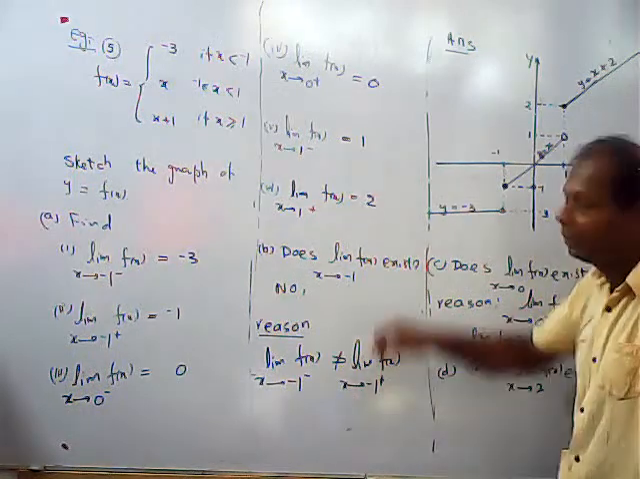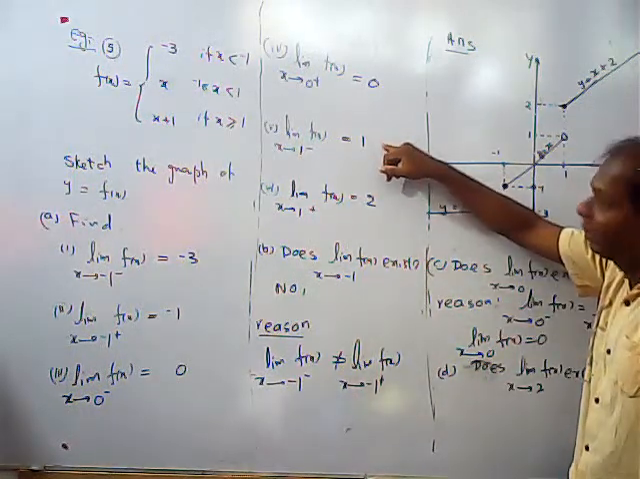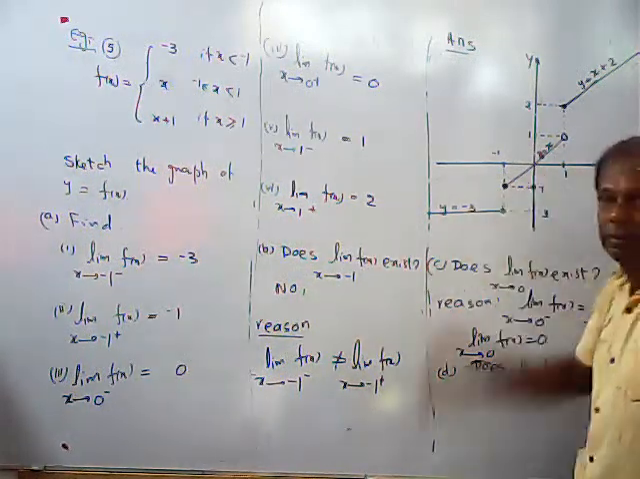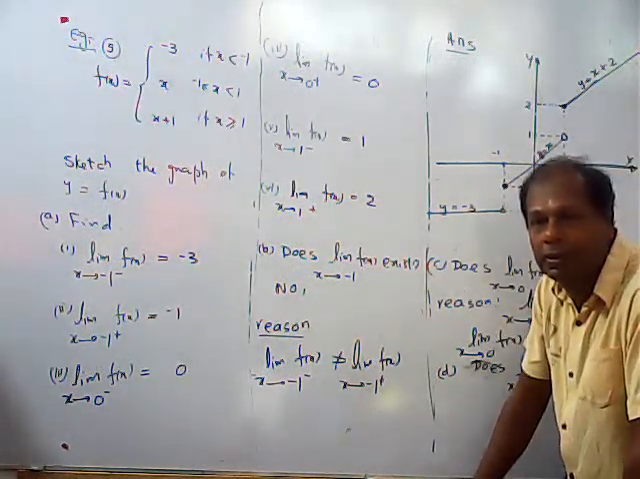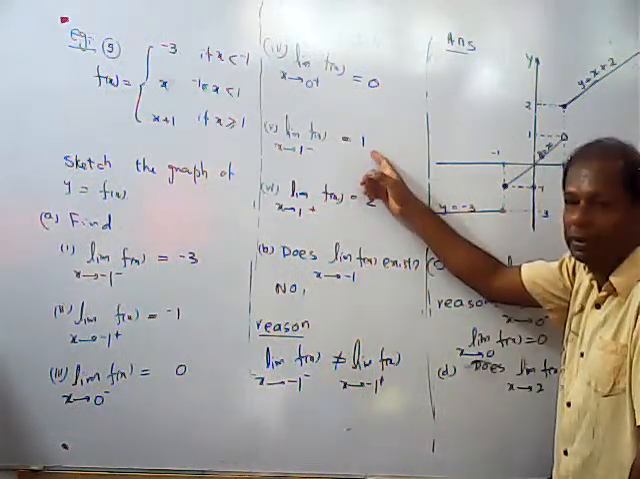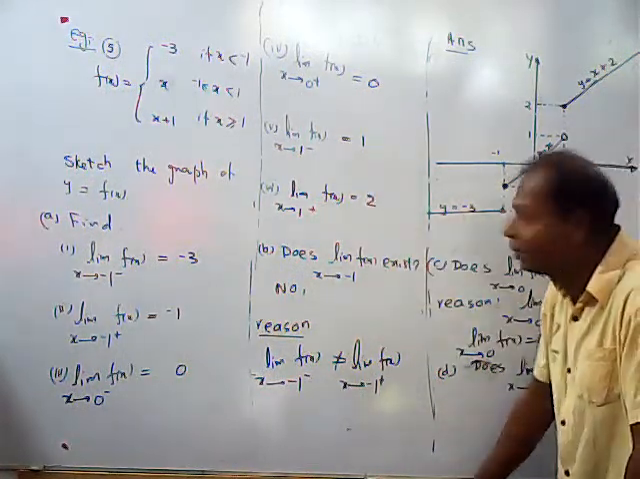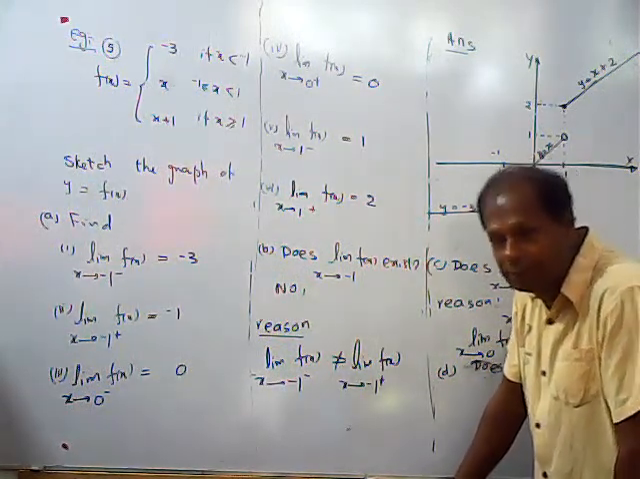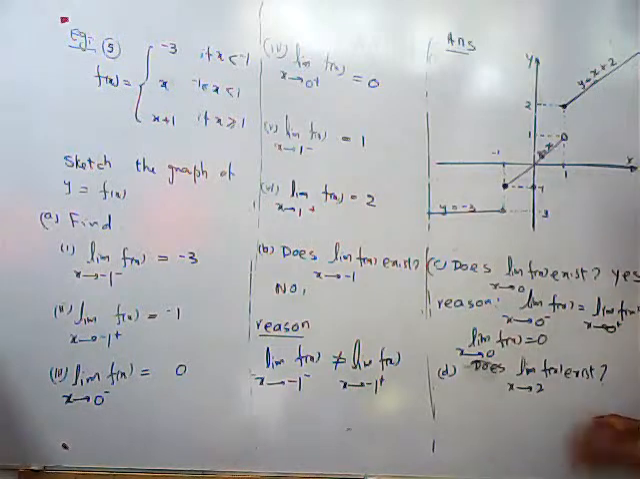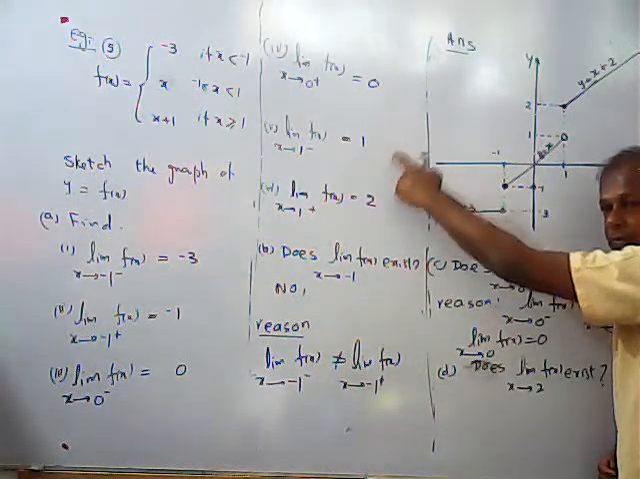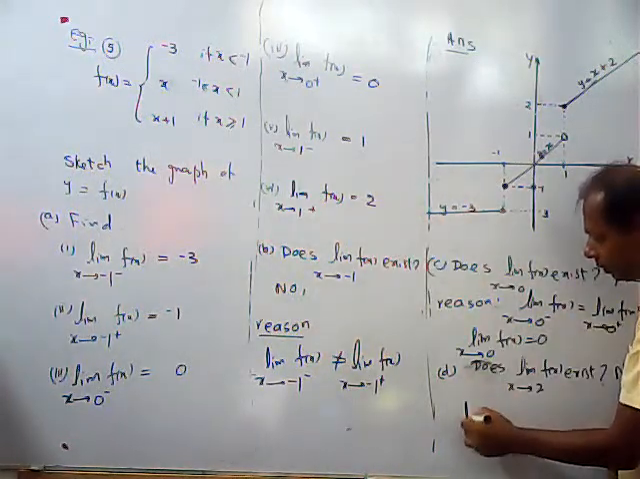Further, you see that here it's easy to see that the limit at 1 does not exist. Here the left limit is 1, the right limit is 2. So the limit at 1 does not exist. Here the answer is no. Reason, the left limit is not equal to the right limit.